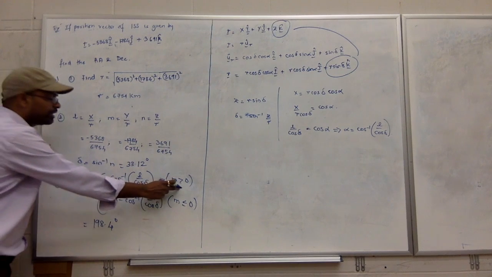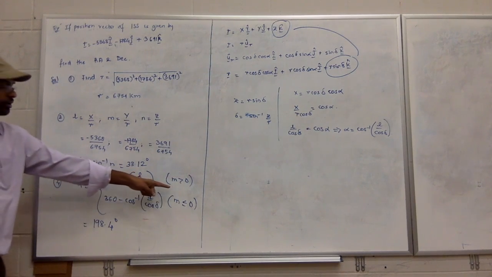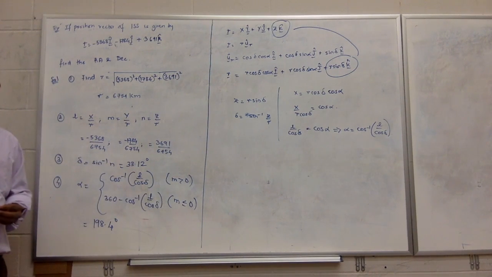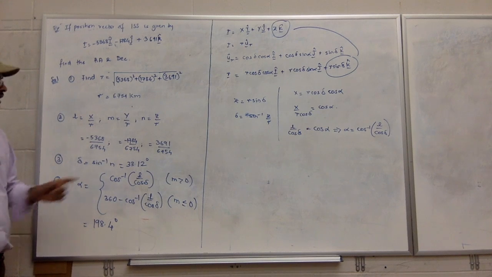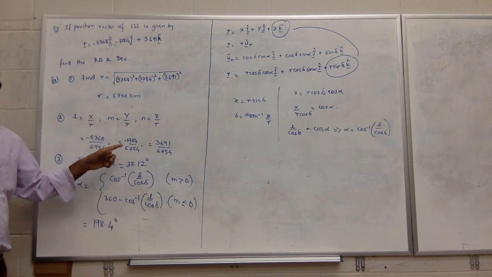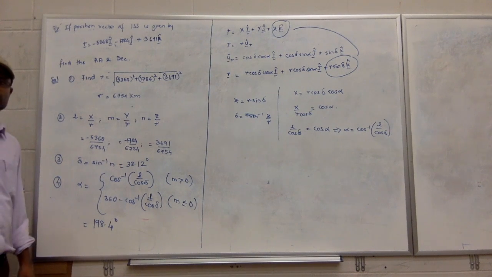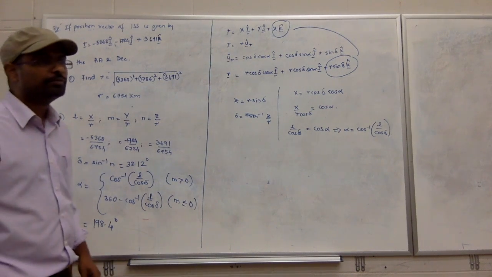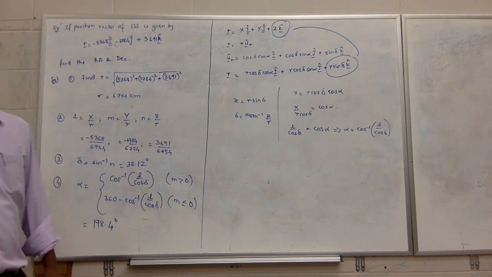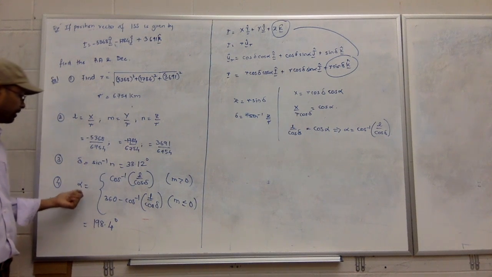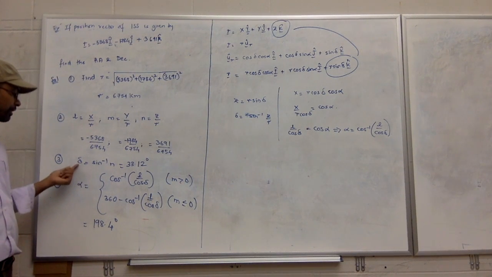If m is greater than 0, is m greater than 0? m is less than 0, right? So you use this formula to get alpha. And which one is right ascension and which one is declination? This is the right ascension, alpha. This is the declination, delta.